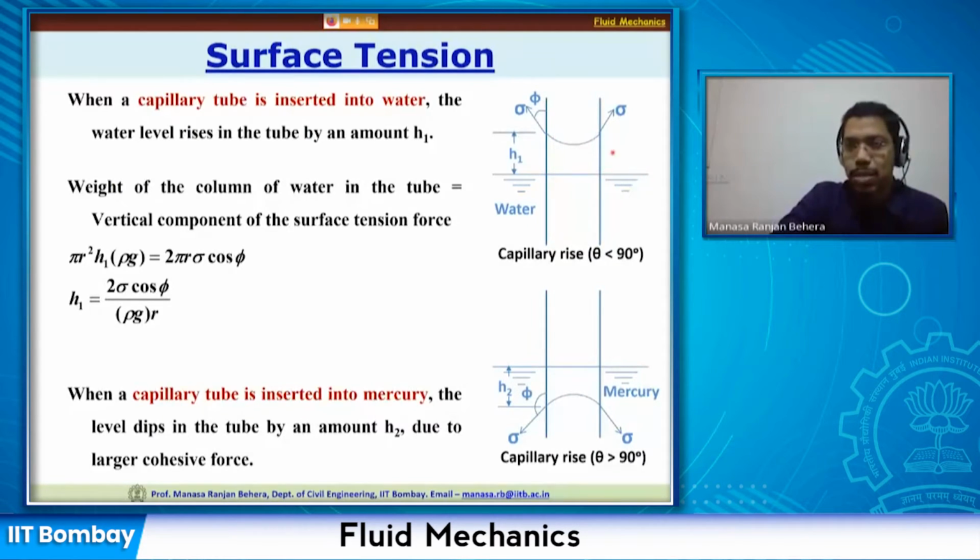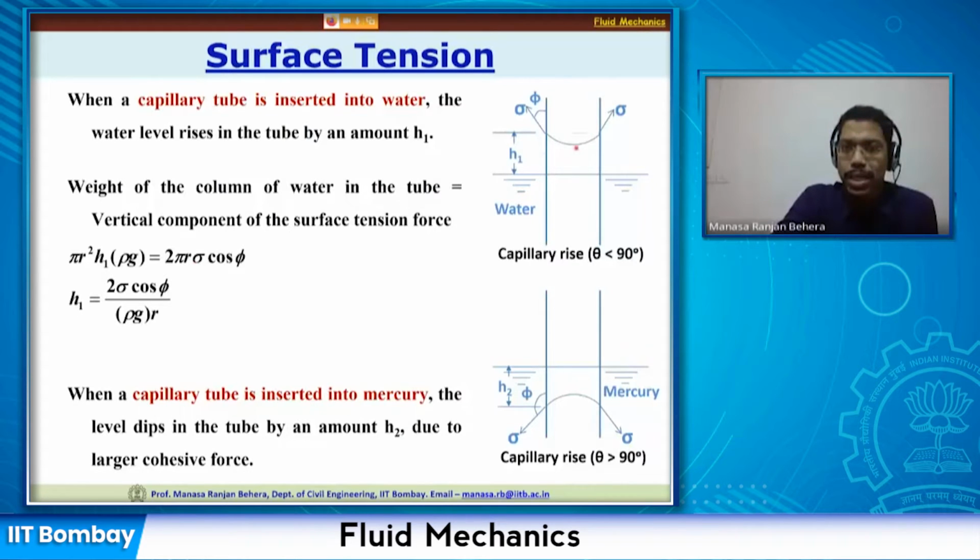So what is the weight of the water that is rising here? That is nothing but πr²h1 into gamma. So ρg is nothing but the specific weight of water, gamma, and πr²h is the volume. So that is the weight of the water, and what is pulling it up? That is 2πrσ.